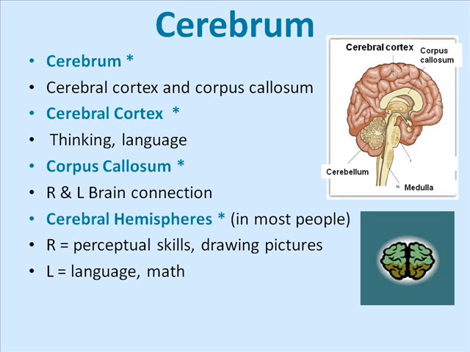Objective number 8 asks that you describe the components of the cerebrum and their functions. The cerebrum consists of the cerebral cortex and the corpus callosum. The cerebral cortex is the outermost part of your brain and is responsible for thinking and language, in other words, the more human functions. The corpus callosum connects the right and left hemisphere of your brain so that the functions of the two brains are coordinated and communication is possible between the two.